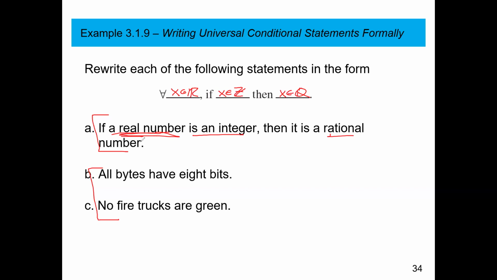Now, that's because I knew it's a real number. Here, there is no kind of domain given, and so it gets kind of fuzzy. So I want you to pause the video and try B and C.